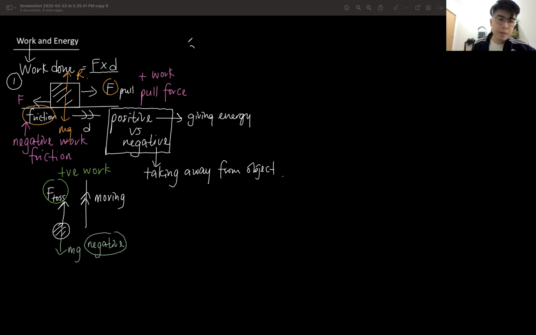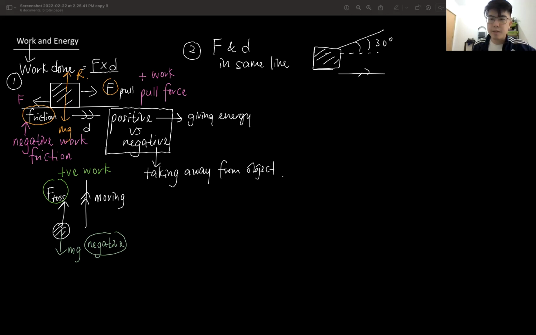Now, number two, the force and the distance must be in the same line. So if your object, you pull it, you attach a string like this, let's say 30 degrees.